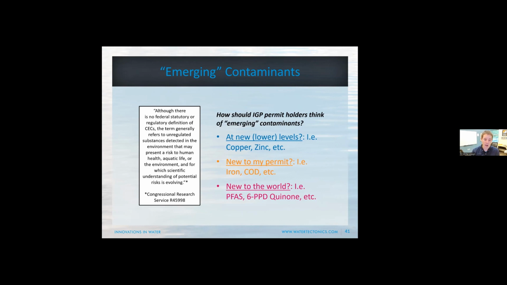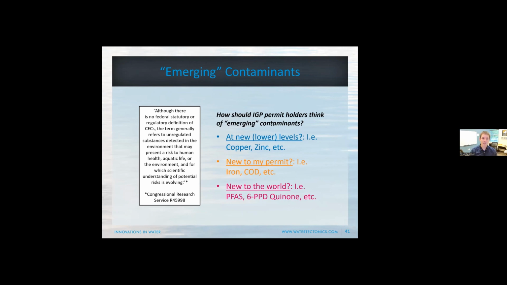But how I would think of it, for yourself as a stormwater professional, as an IGP purveyor, is, okay, is this something that to me is emerging because it's now regulated at a lower level, right? Like, I didn't really care about copper and zinc when the limit was up here, right? But when the limit's down here, all of a sudden it's a problem. And maybe a very different problem with a whole different set of technologies and solutions and approaches to deal with it, right? So that to me seems like an emerging problem.